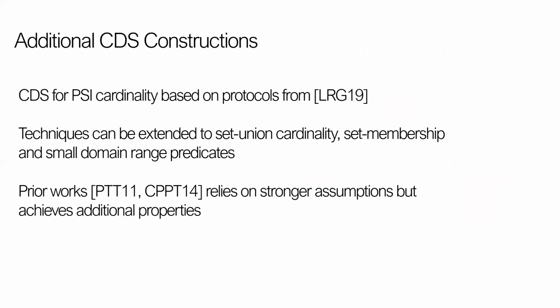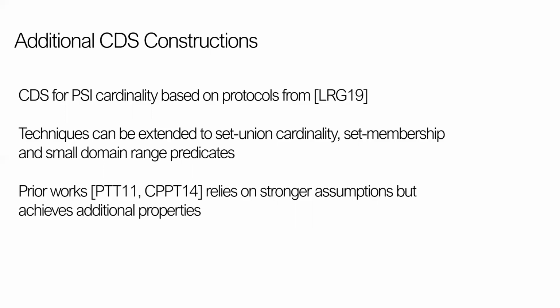In this work, we also show that a non-interactive variant of a recent set intersection protocol by Lei et al. implies a CDS for the cardinality of set intersection based on one-way functions. Private set intersection, or PSI, is an important functionality that gained much attention due to its broad applicability. It is defined by computing the intersection of two or more sets, X, X1, and X2.